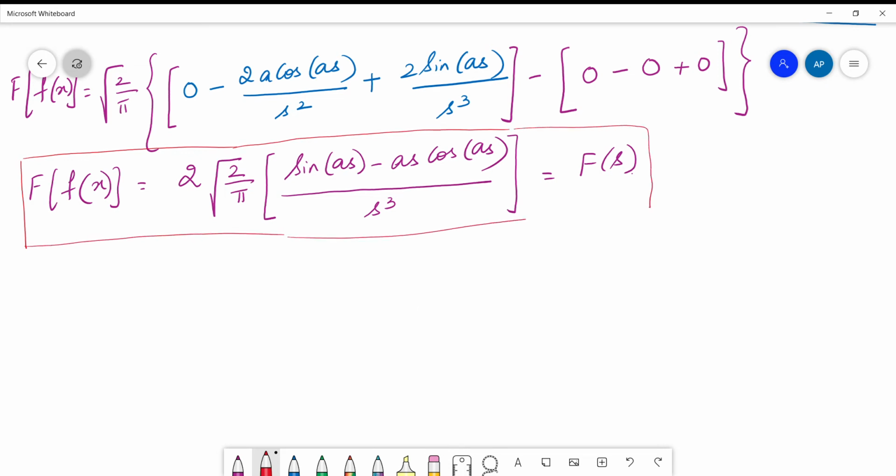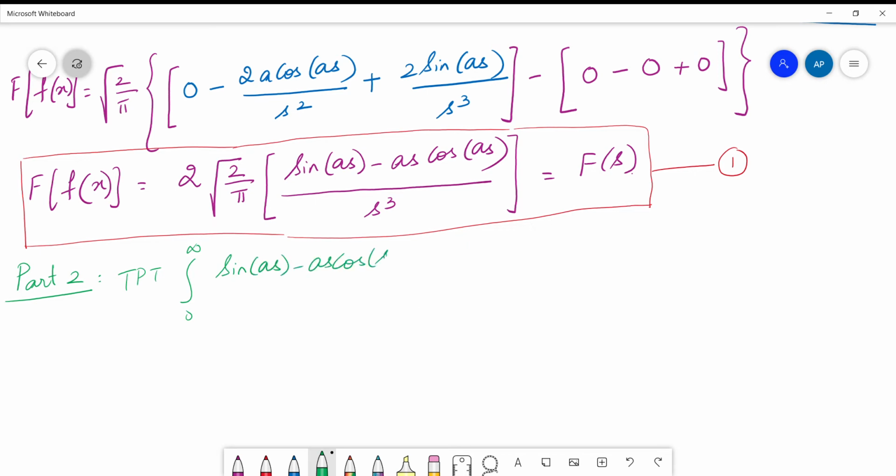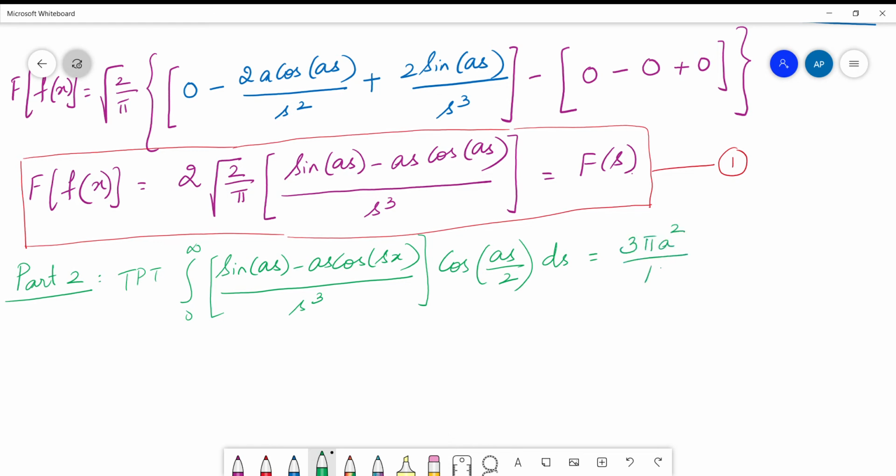Now let us base this, call it 1, and let us use this one to solve our second part. So let me write down what we have to prove in the second part. To prove: the integral from 0 to infinity of (sin as minus as cos as) divided by s cube, that's my integrand, multiplied by cos of as by 2, integrating with respect to s, is giving you 3 pi a square by 16. Now this is what we need to prove.